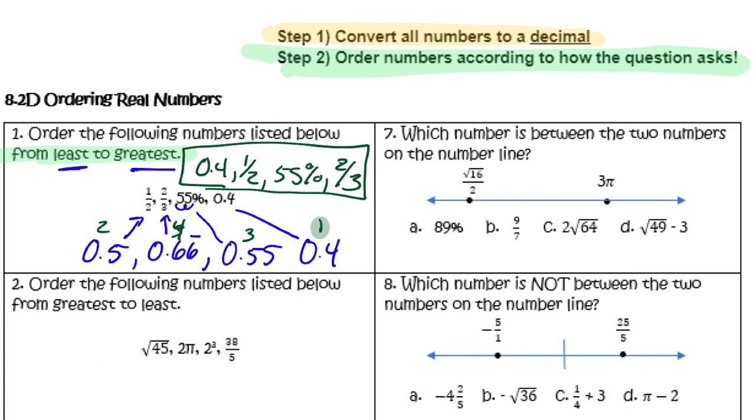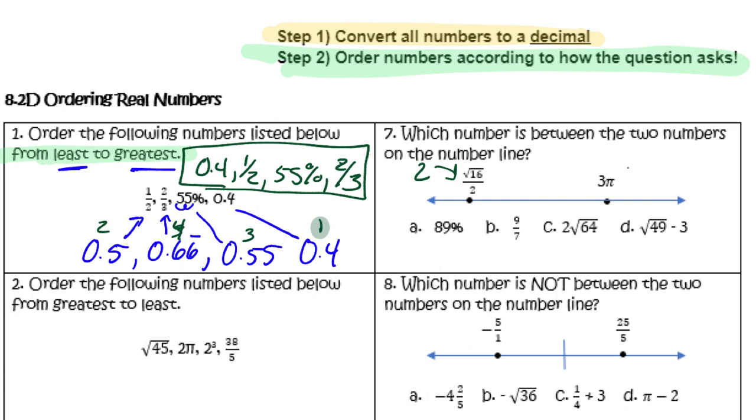So now let's go to number 7. It says, which number is between the two numbers on the number line? So I have the square root of 16 over 2. Just put this into your calculator and get a decimal. You're going to put it into the calculator just like that, the square root of 16 over 2, and you find out that is really just 2. That one is just the number 2.